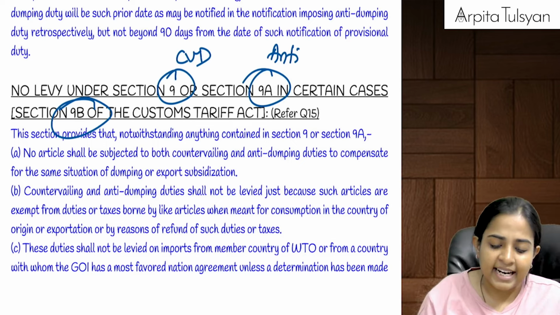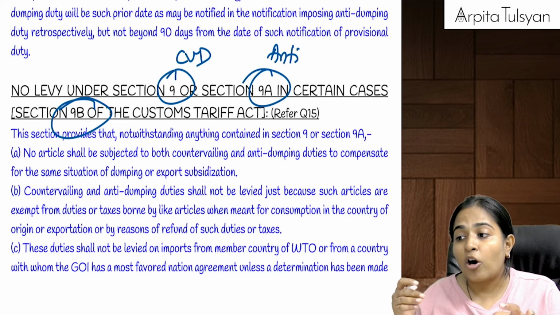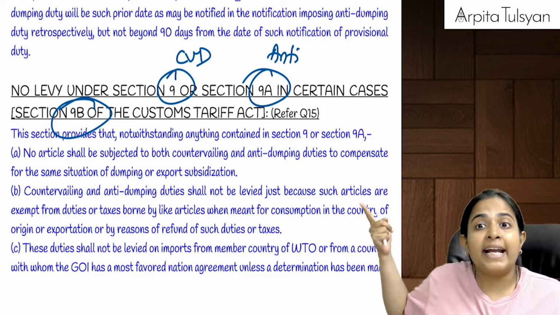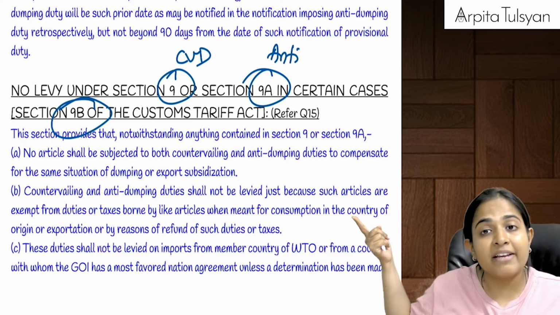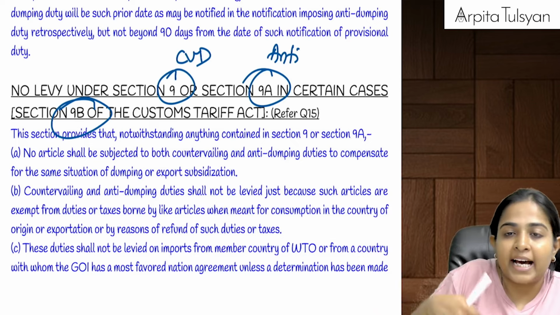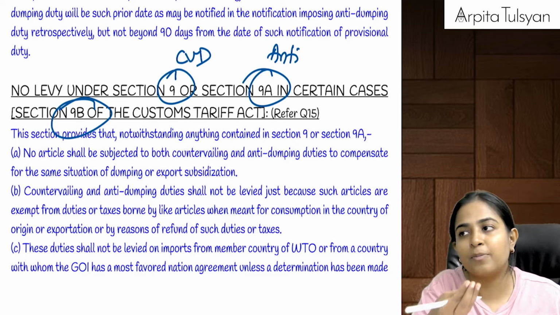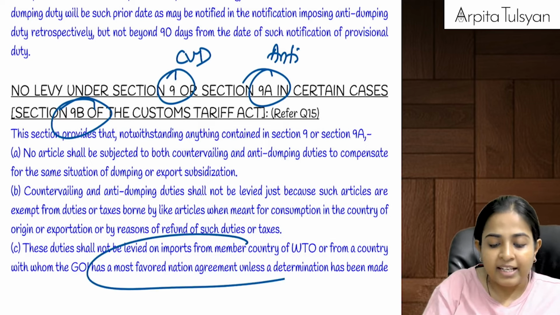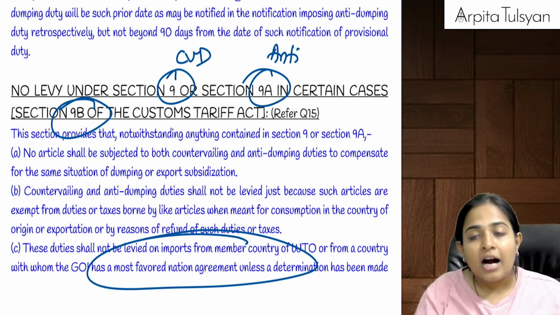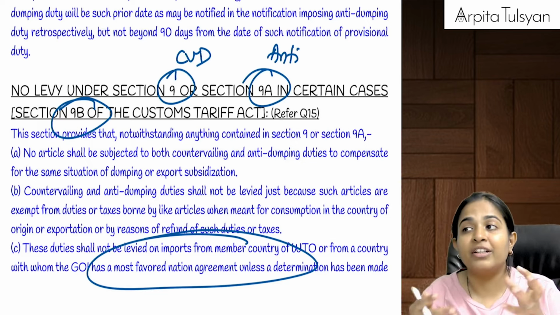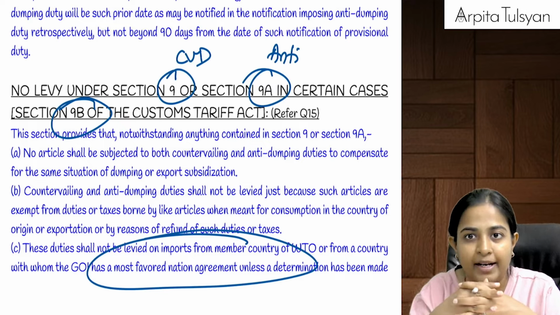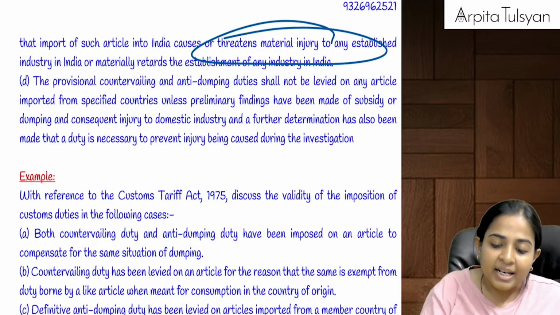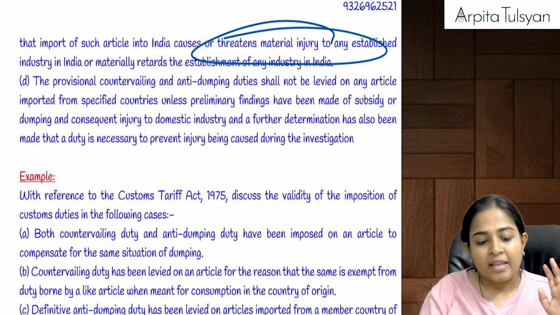Next they are telling that it should not be levied just because those articles are getting duty exemptions in the other country. Let's say the other country is giving export duty benefits, so we are getting at a lower price. Just because of this, don't levy CVD or anti-dumping duty, right? Then don't levy these duties if you are importing from a member country of World Trade Organization with which India has got a favored agreement, unless it is proved that it is causing material injury to the country. Are you clear with this?